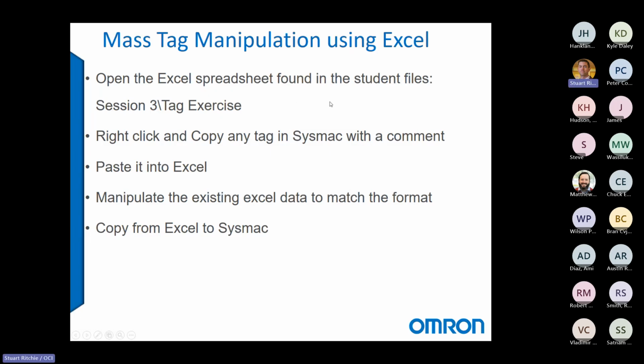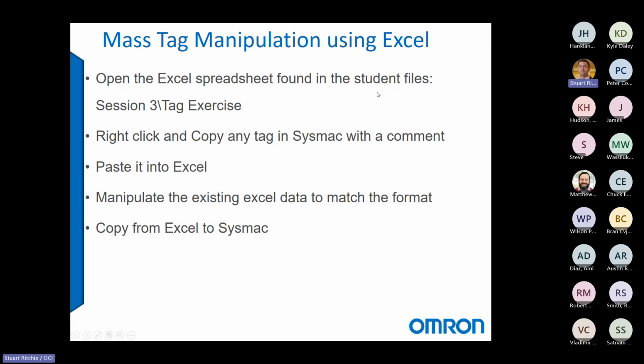So the next exercise that we're going to do is called mass tag manipulation using Excel. A lot of times when you're working on a project, you have an Excel spreadsheet of instruments, or you might have a control narrative that lists alarm set points, something like that. And it would be very convenient if you could create tags in your PLC that matched the rows of your Excel spreadsheet. So like I mentioned at the start, we can copy and paste freely from Microsoft Excel. I haven't tried it with OpenOffice or any of the other spreadsheet editing programs.